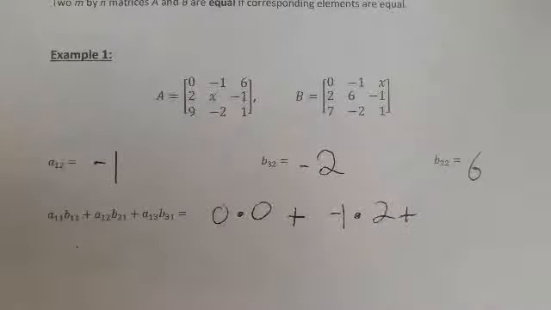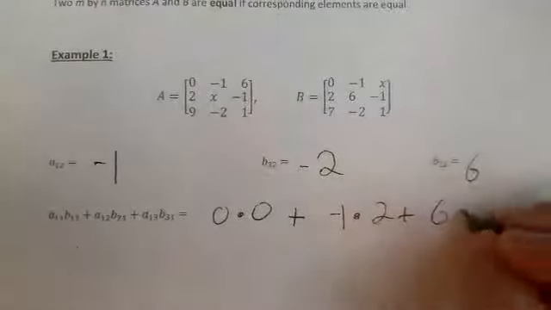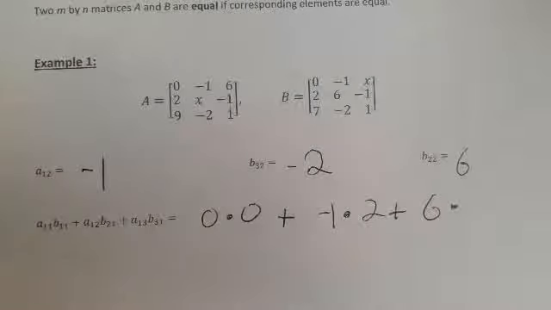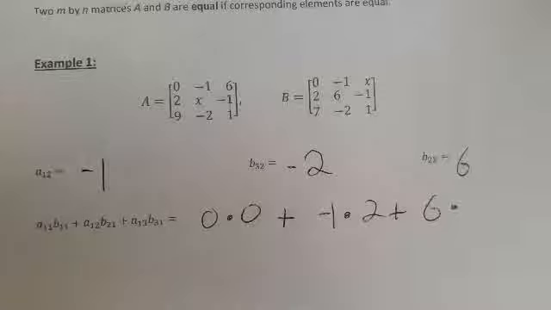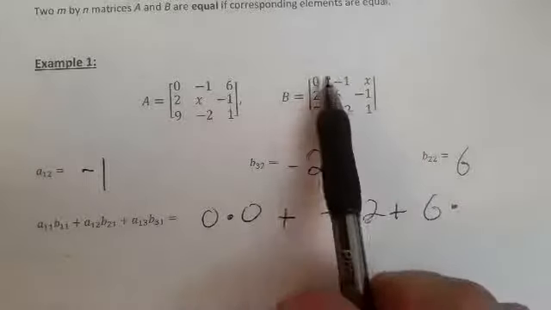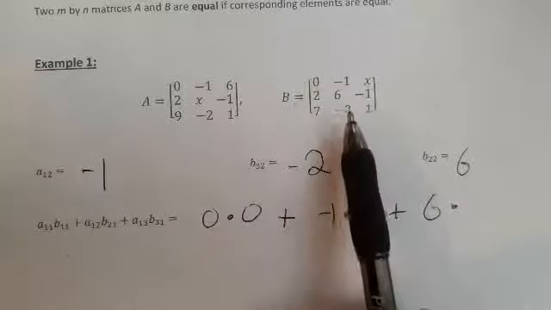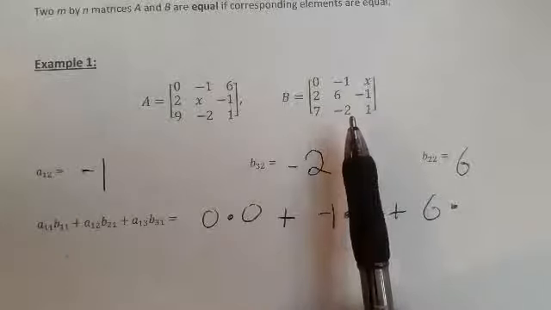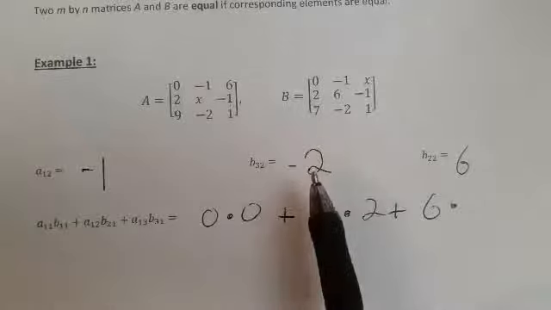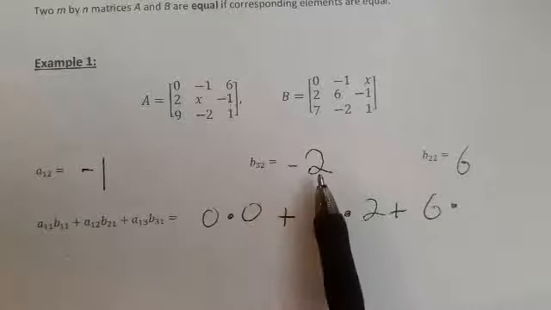A13 is 6. And I'll multiply that by B31. Wait, isn't B32 -1? Like, where do you see -2? B32 would be the third row, second column. Is this the one you're talking about? Yeah, I thought. Yeah. Okay, never mind.